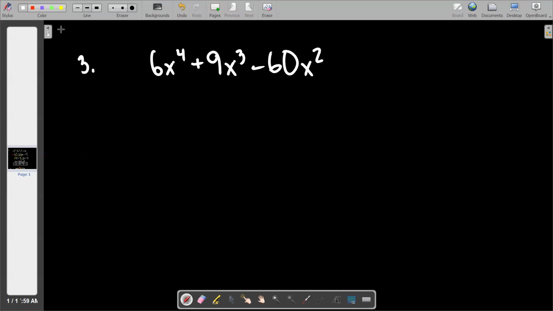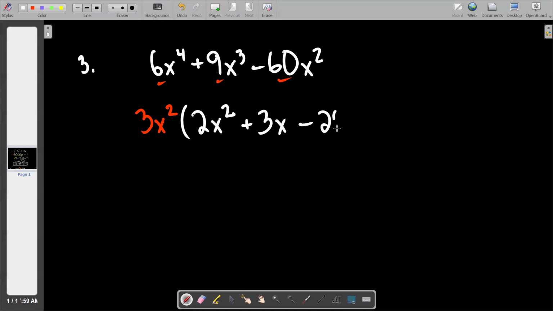What is the GCF? What can you divide 6, 9, and 60 all by? 3. And we can also get x squared. Good. And that's going to leave us with 2, with 2 x's remaining, plus 3, with only 1 x remaining, minus 20, with no x's remaining.